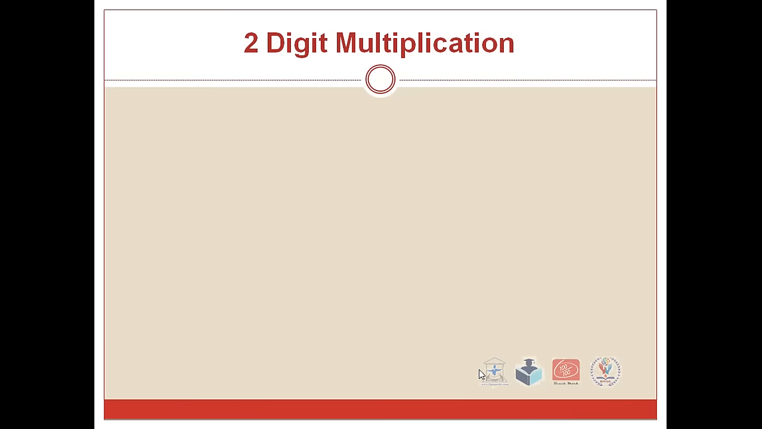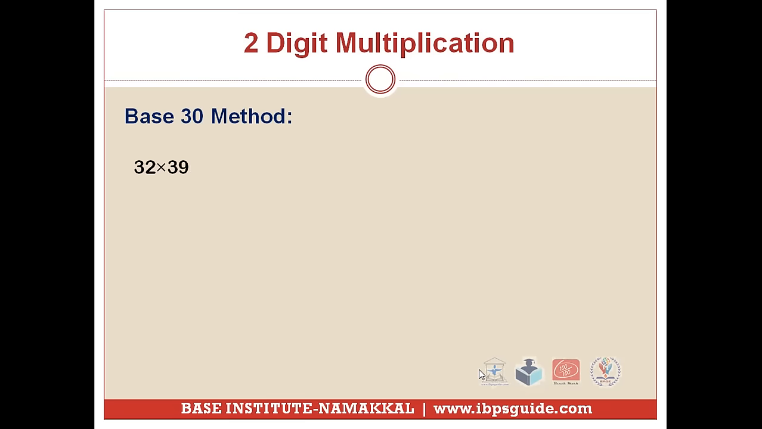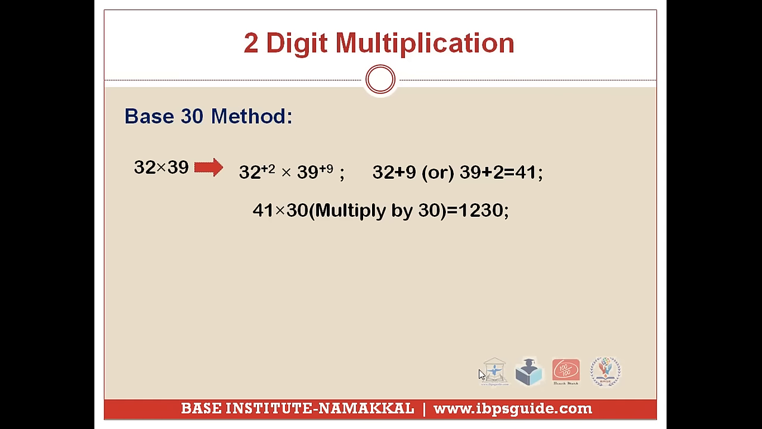Okay friends, let's move on to the next shortcut method, base 30. We can take an example of multiplying 32 with 39. In 32, plus 2 is the superscript, and in 39, plus 9 is the superscript. And then we are going to add 32 plus 9 or 39 plus 2, we can get 41. And then friends, just note here, we are going to multiply 41 with 30. Why? Because we are taking plus 2 and plus 9, the superscript values depend on the base 30. So we are going to multiply 41 with 30.